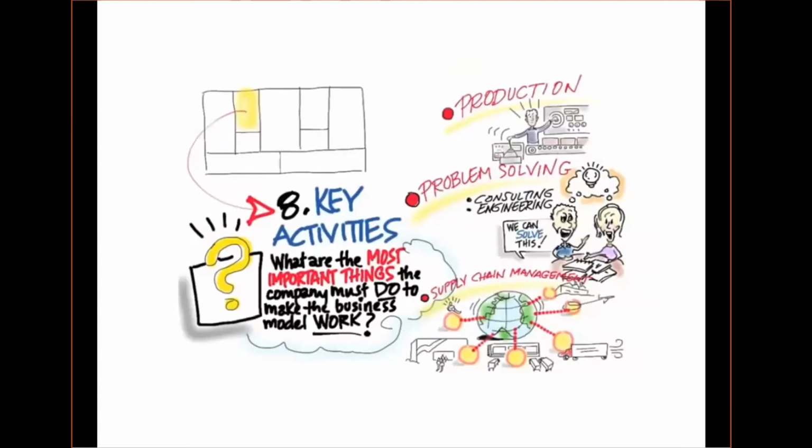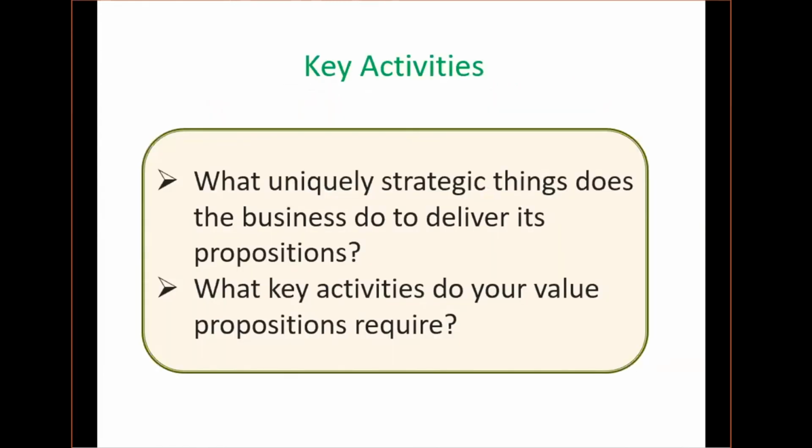Okay, the next aspect is key activities. What are the most important things the company must do to make the business model work? In the case of my OBE, for example, the thing the company must do is to keep enhancing the product, in terms of software development and software enhancement, to innovate and to solve a problem. And marketing activities you need to do, support activities you need to do, and other things. So what uniquely strategic things does the business do to deliver its propositions? What key activities do your value propositions require?